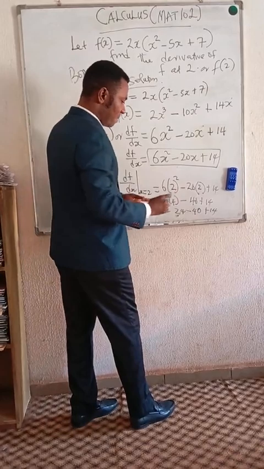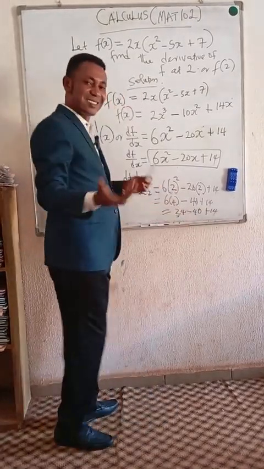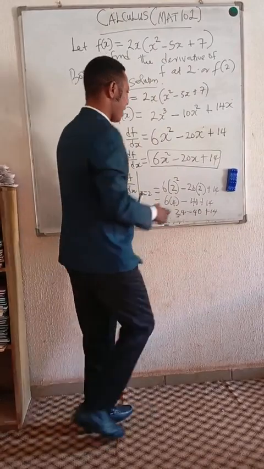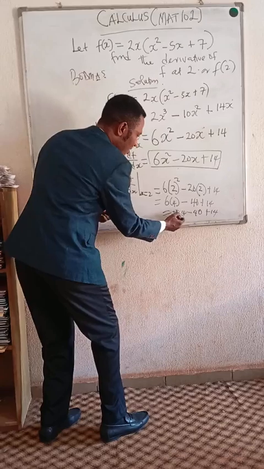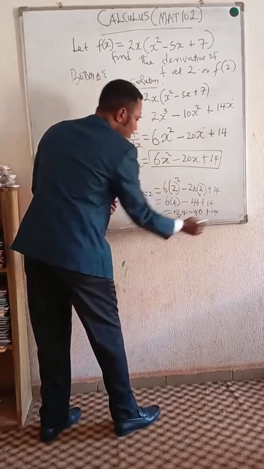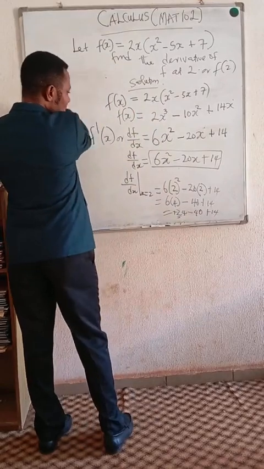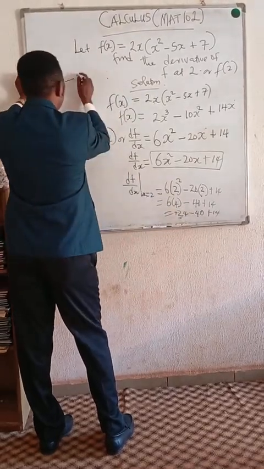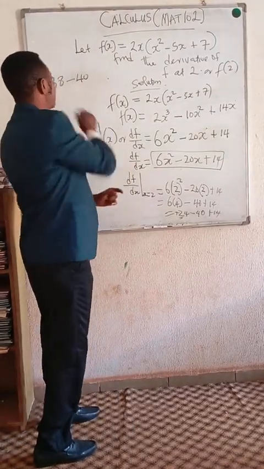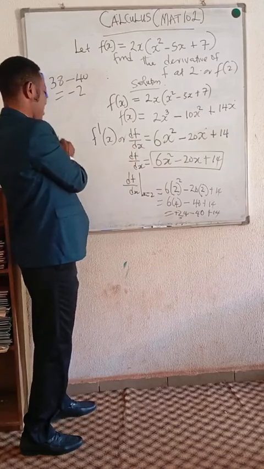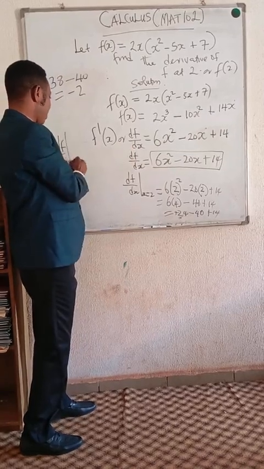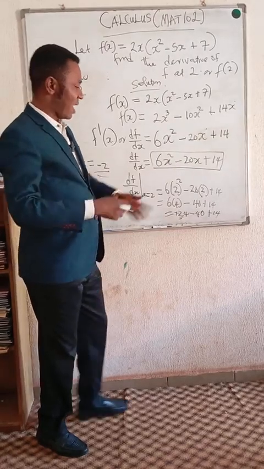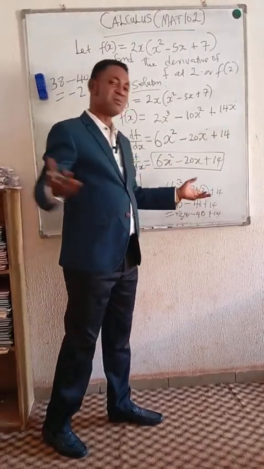So it's advisable to just say 24 plus 14. Or you can say minus 40 plus 14. But I would prefer, since this one is positive and this is positive, you just say 24 plus 14. You have what? 24 plus 14, we will now have 38. Then minus what? 40. So 38 minus 40 is what? Minus 2. Therefore, f prime of x at point x equal to 2 is equal to what? Minus 2.